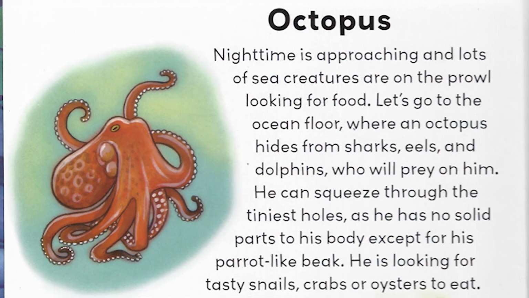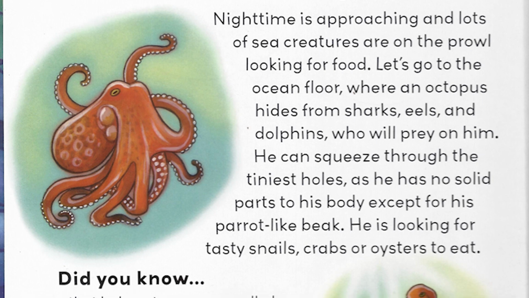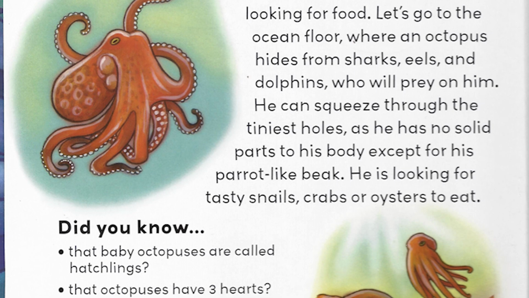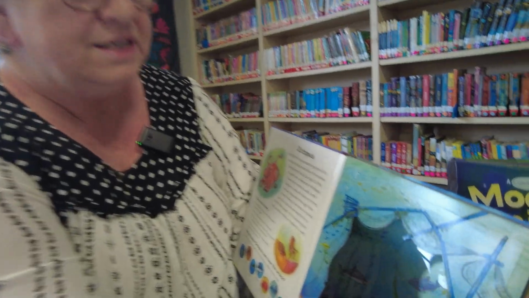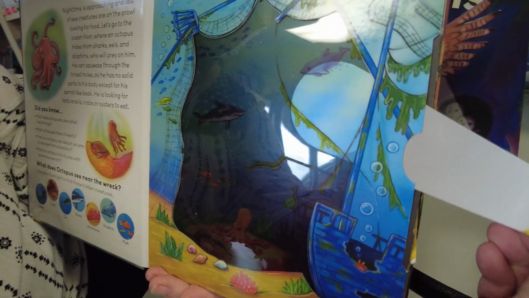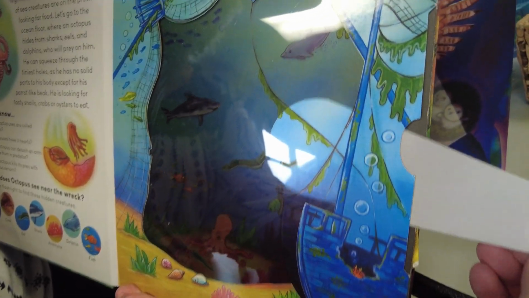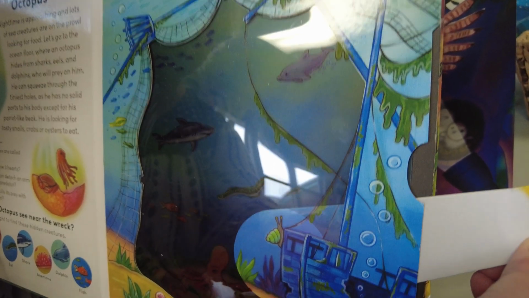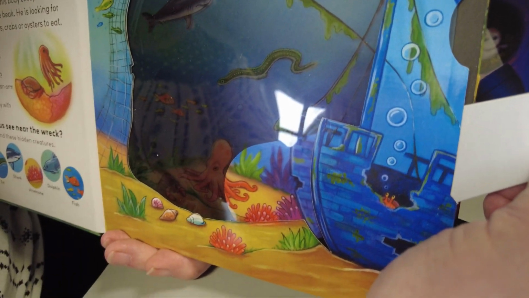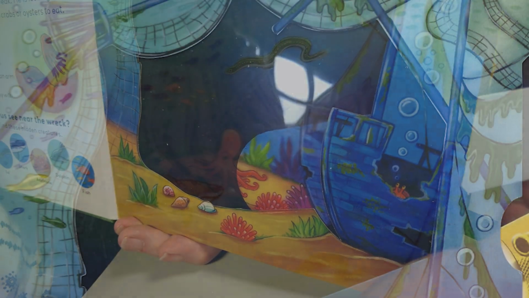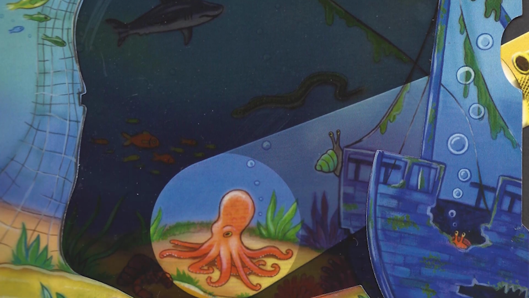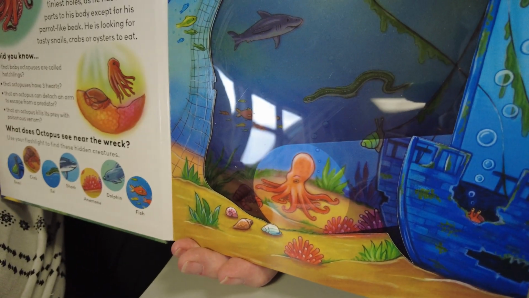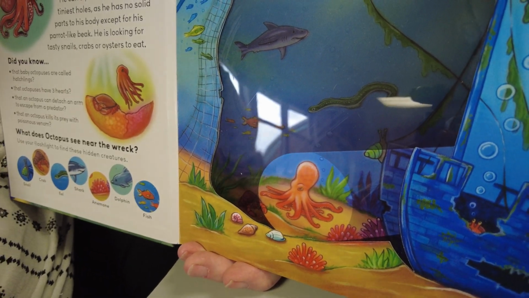Nighttime is approaching and lots of sea creatures are on the prowl looking for food. Let's go to the ocean floor. So we're going to take our flashlight and go to the ocean floor. Perfect time to introduce prepositional words. We're going to go down, we're going to go beneath, and now we're on the ocean floor. Oh, where an octopus hides from sharks. And of course we go over and say, they found the octopus, yay!